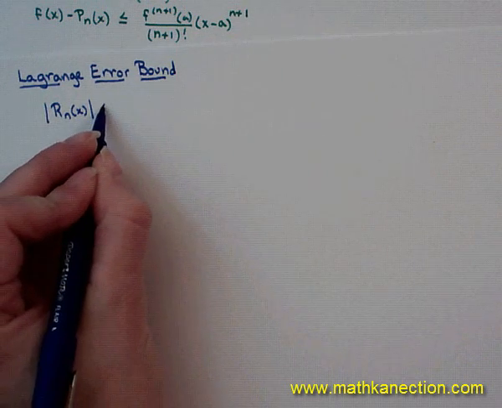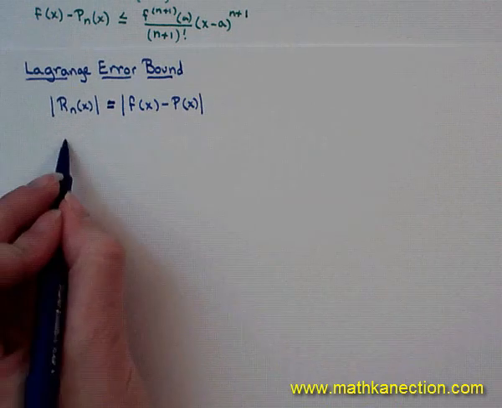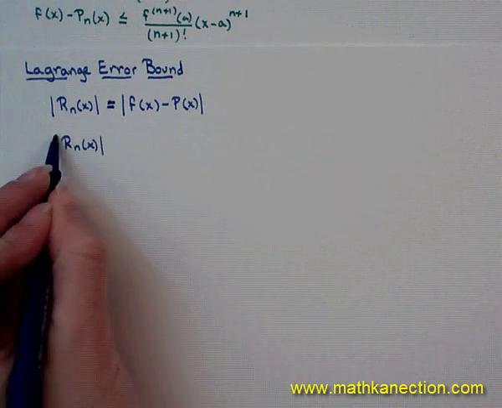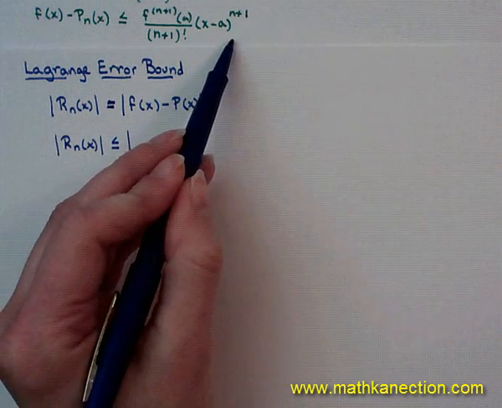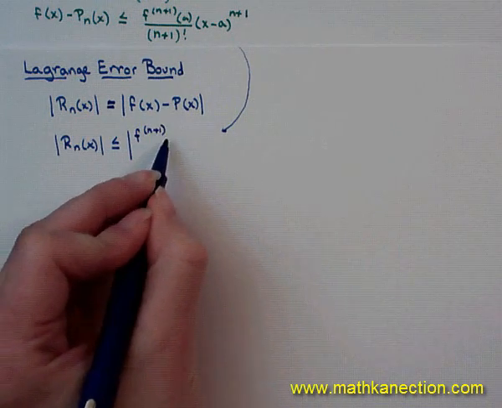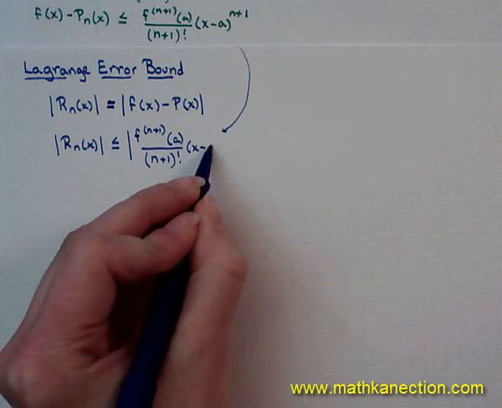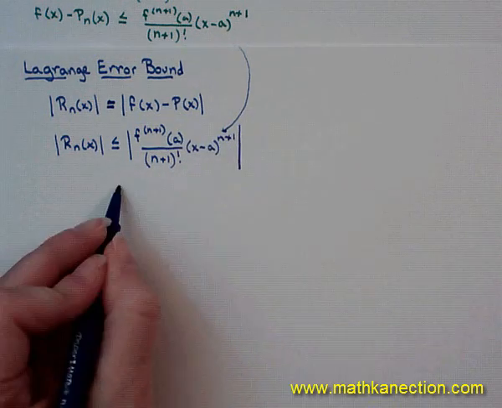This is also referred to as the Lagrange error bound, by bounding the remainder, taking the absolute value of r of n of x, the absolute value of f of x minus p of x. That remainder, or that error bound, has to be less than or equal to the absolute value of the n plus 1 derivative of f at a over n plus 1 factorial times x minus a to the n plus 1.